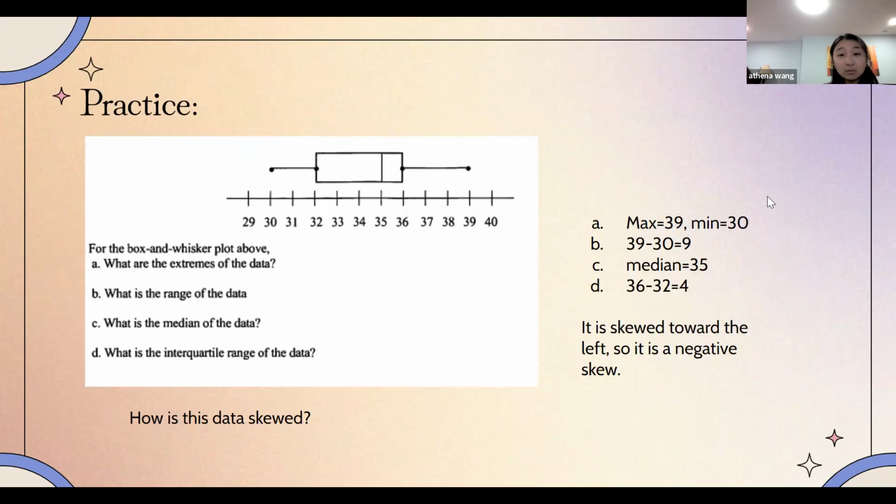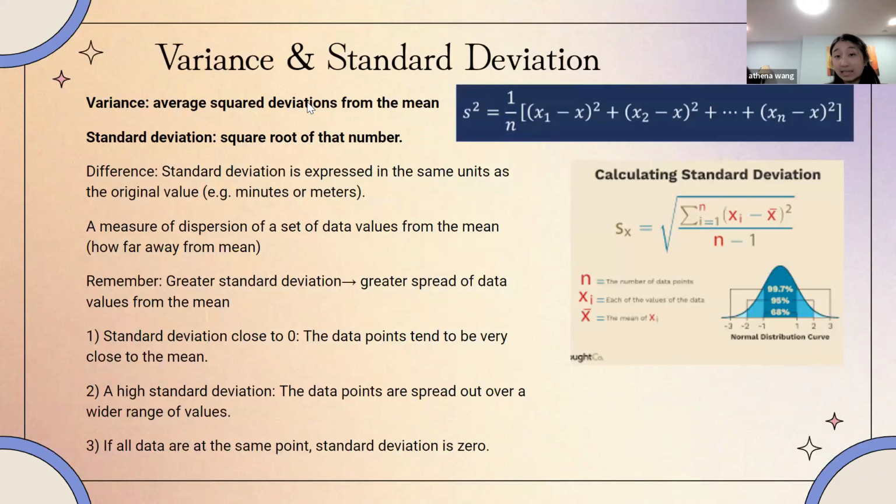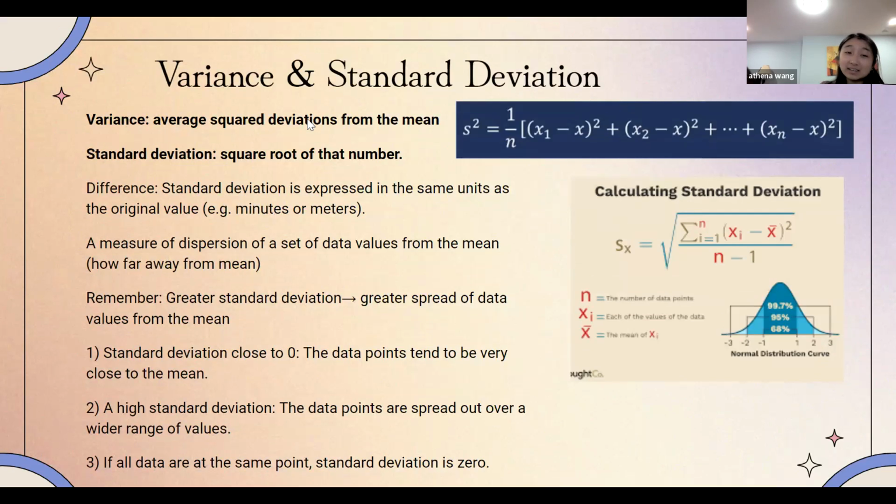Okay, so now we'll be talking about variance and standard deviation. Variance is actually not tested on the SAT, but it is very much related to standard deviation. So I will also talk about it here. So variance is the average squared deviations from the mean. Deviations just means the difference between the data and the mean. That is like the difference.